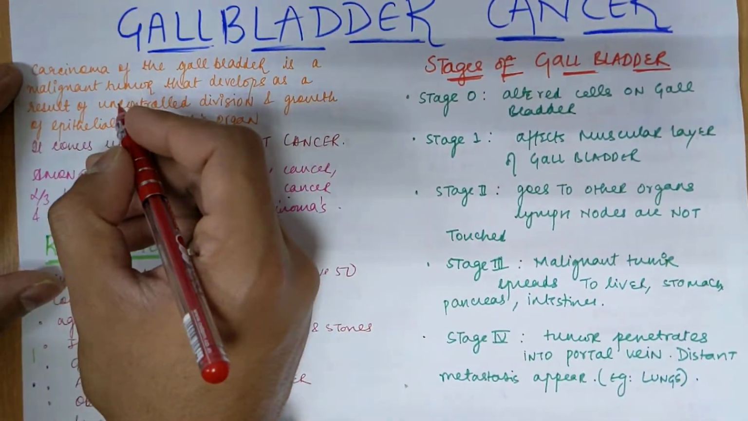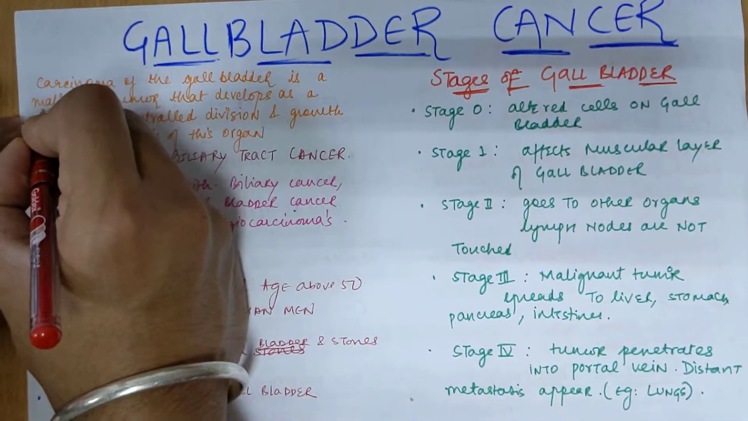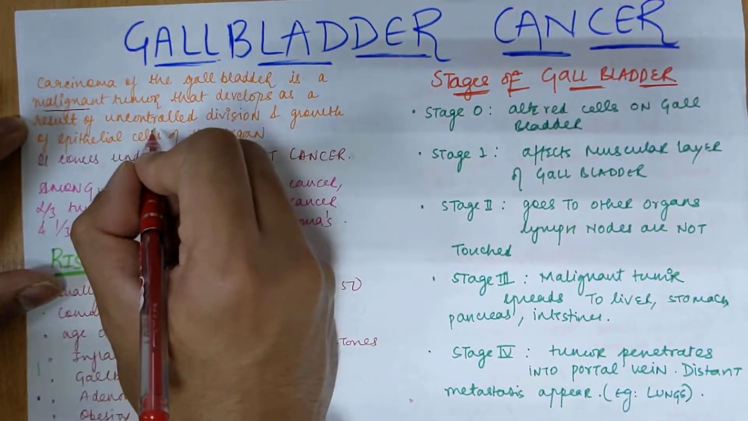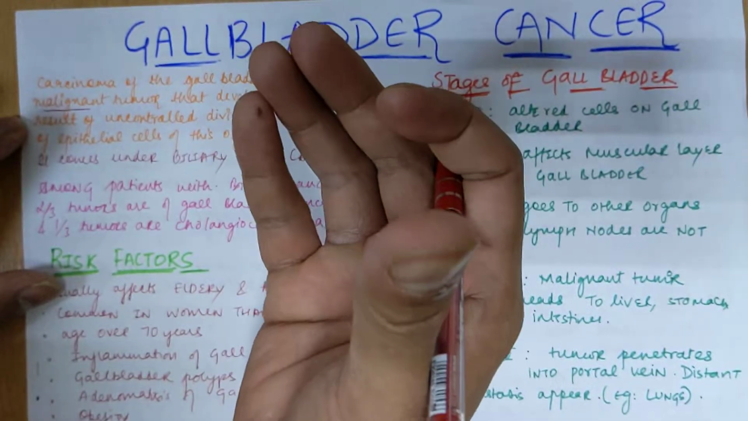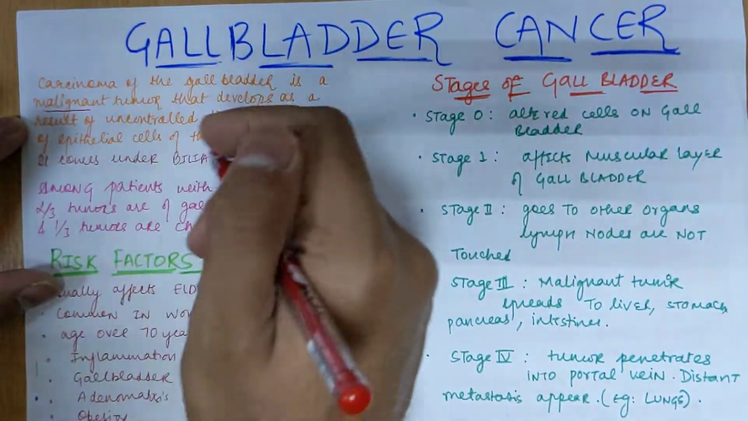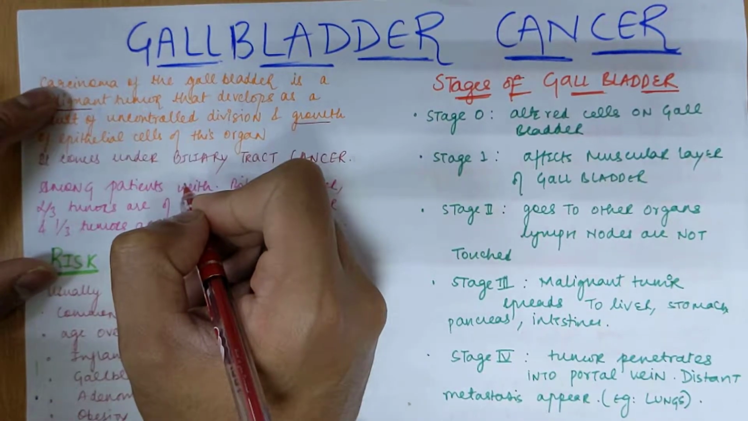Now the carcinoma of the gallbladder is a malignant tumor. As we all know, malignant means metastasis, and it develops as a result of uncontrolled division, that is, division of the cells of the gallbladder that is not under control, and this leads to the growth of epithelial cells of this organ.